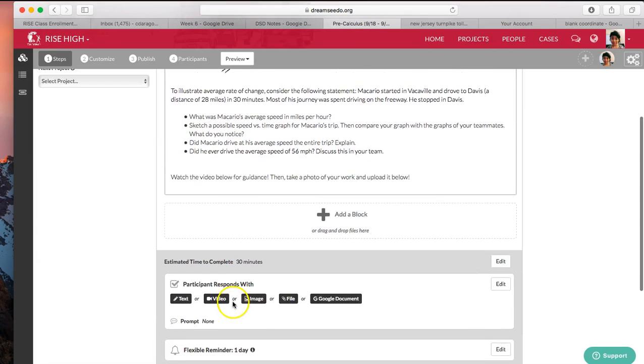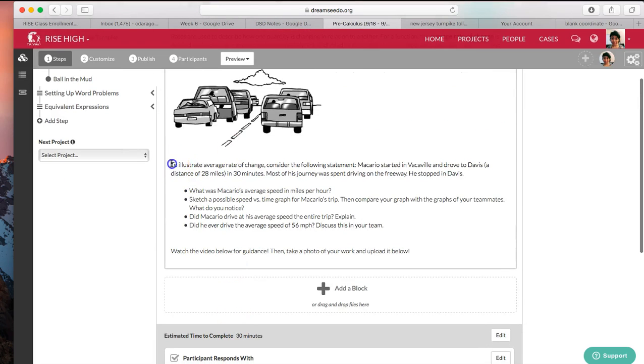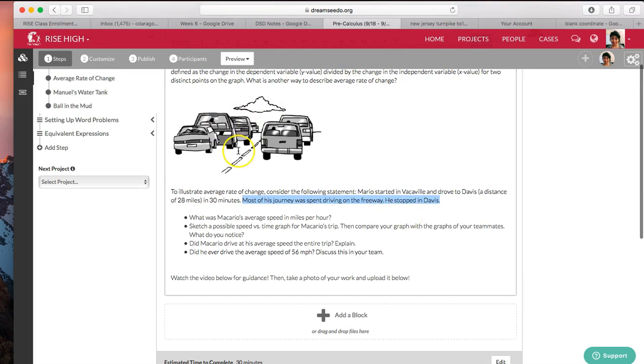Okay, so this next part says, to illustrate average rate of change, consider the following statement. Mario started in Vacaville and drove to Davis, a distance of 28 miles in 30 minutes. Most of his journey was spent driving on the freeway, and he stopped in Davis. So Mario was driving from Vacaville to Davis, which is 28 miles, in half an hour.